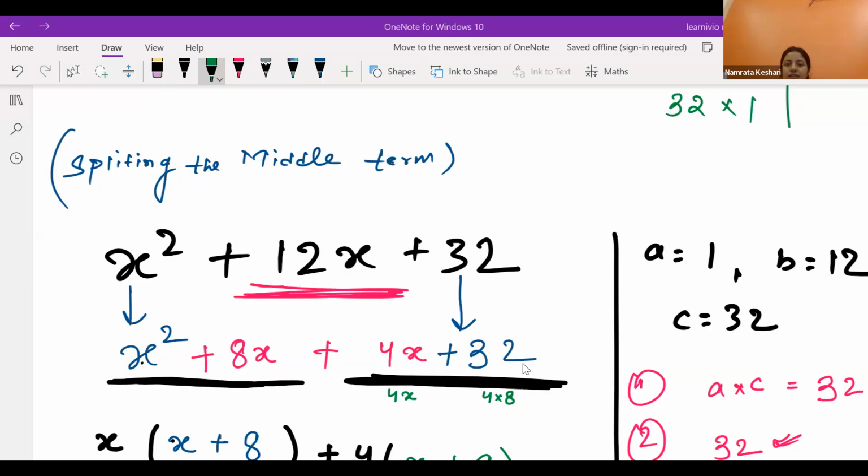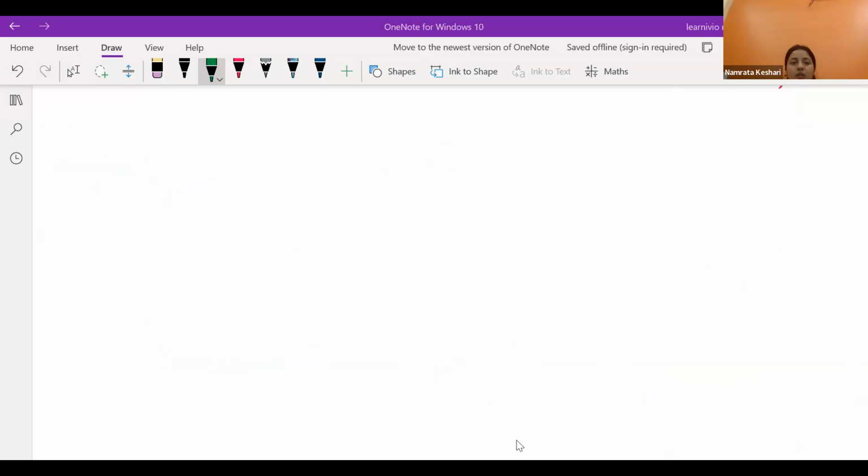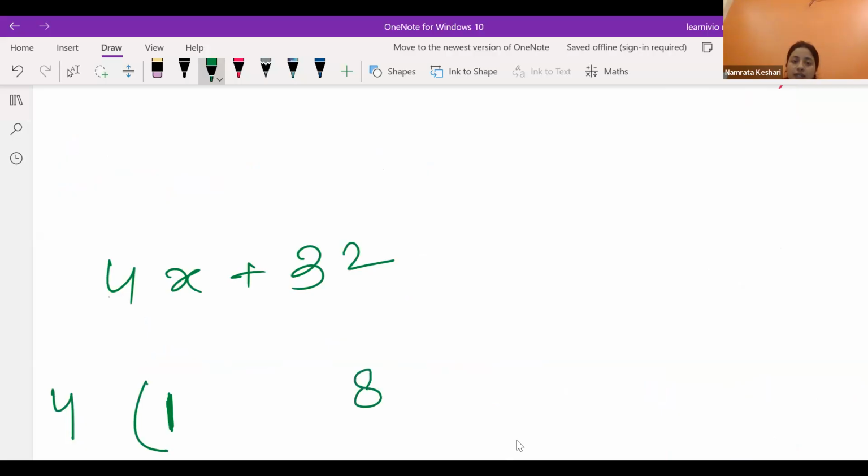Is it clear that with 4x plus 32, if I ask what can be taken out as a common factor, you can see the numbers over here. We can only think about the number because the variable is not common. The first one has 4 and the next one has 32. Now we will check whether 32 comes in the table of 4 or not. So yes, it comes, so we can take 4 common. Now we say 4 times 1 is 4, 4 times 8 is 32. So here 1x is left, here 8 is left.